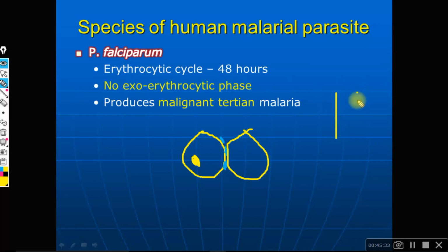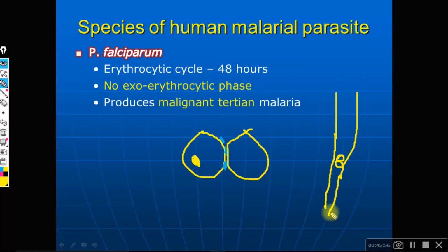If the artery is big, then there will be no issue. But if arterioles and capillaries are there, then definitely there is a chance that this type of cluster of RBC, which you call a rosette, may clog the capillary. Especially the small circulation, the microcirculation, may get affected.